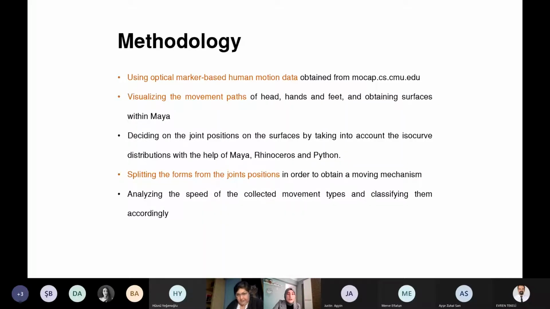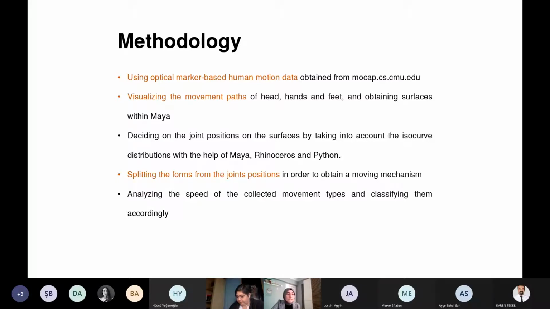I used optical marker-based human motion data from an online database of Carnegie Mellon University's research lab. So what is optical marker-based motion? Basically, there is a special cloth similar to Marey's motion capture suit that I showed you. And there are markers on the joints of the body. And these markers can be detected by cameras.